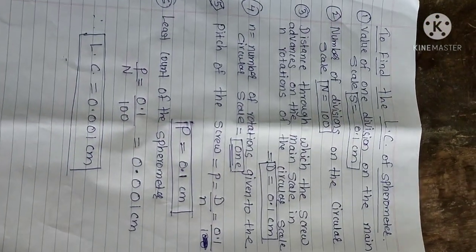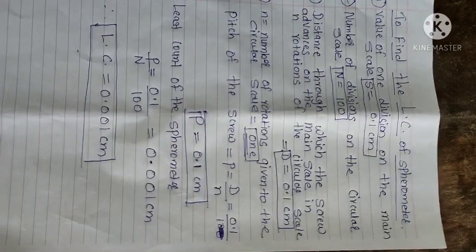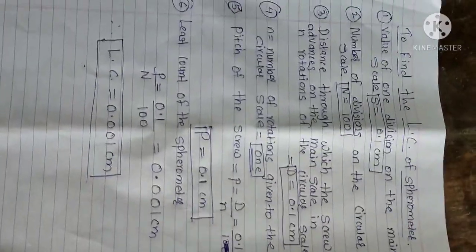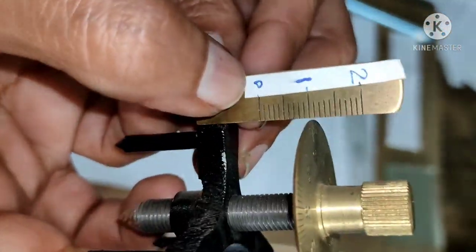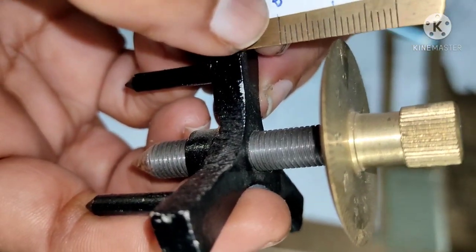First one, value of 1 division on the main scale. See here, you can see here on the main scale. How much is the value between 0 and 1? 10 divisions are there. What is the value of the first division? 0.1 centimeter. Is it clear?